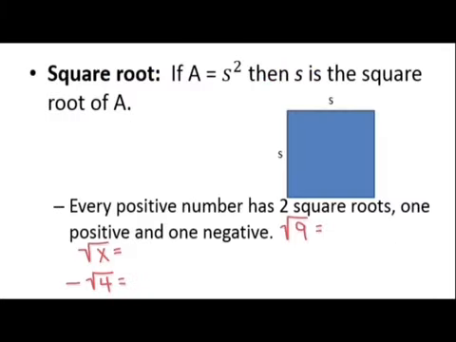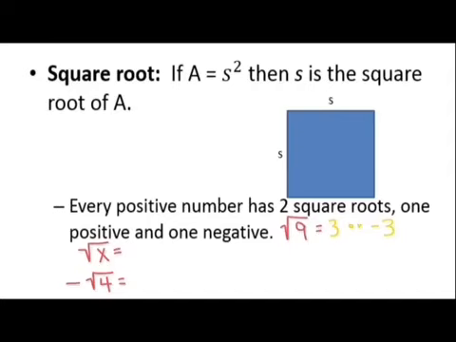All right, looking at our definition of a square root, if we have a square and the area is s squared, then s is the square root of the area. So s times s equals the area of that square. Every positive number has two square roots, one positive, one negative. For example, the square root of 9 is 3 because 3 times 3 is 9. Or it could also be negative 3, because negative 3 times negative 3 is also positive 9.